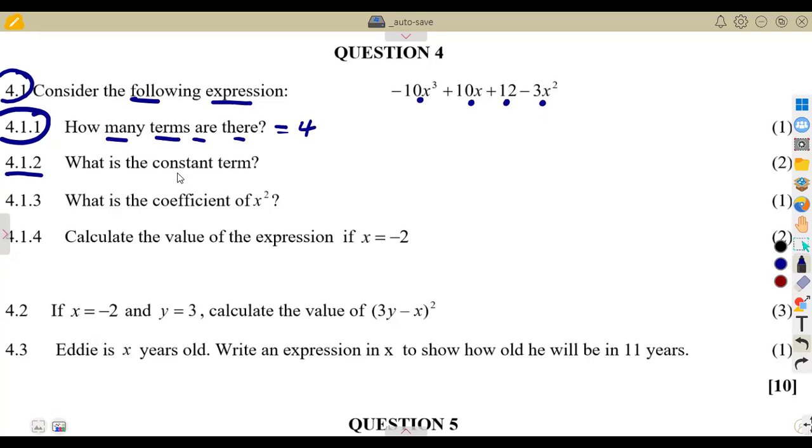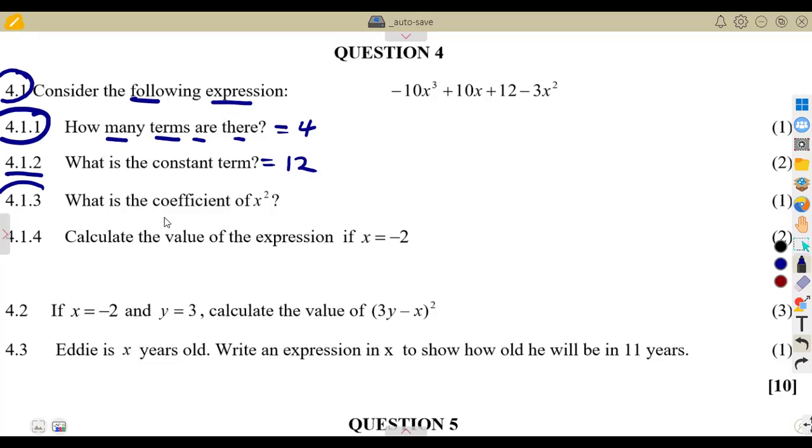What is the constant term? Remember, the constant is the one where we do not have the variable, where we do not have x. So the constant is plus 12. The constant there is 12, where we do not have x.